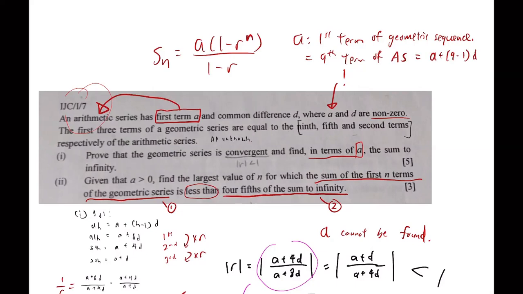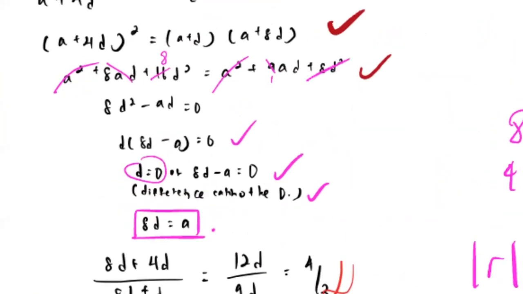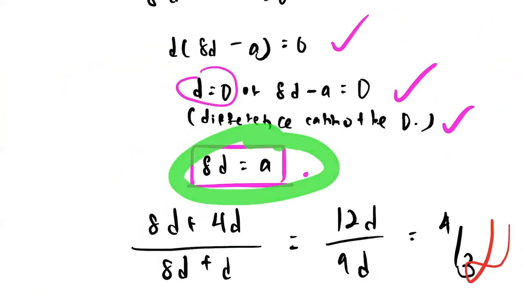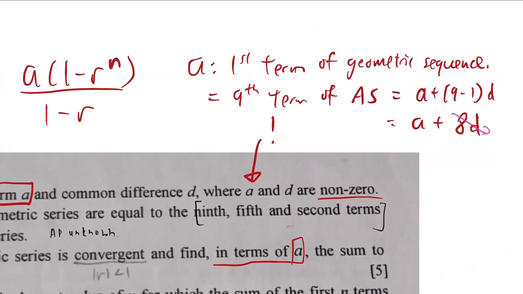Very good. So what do we know about A and D? We don't know A, so we need to figure it out, but maybe we know something related to D. 8D is A. So that means that 8D here is A, and this simplifies into 2A. So 2A is your first term.